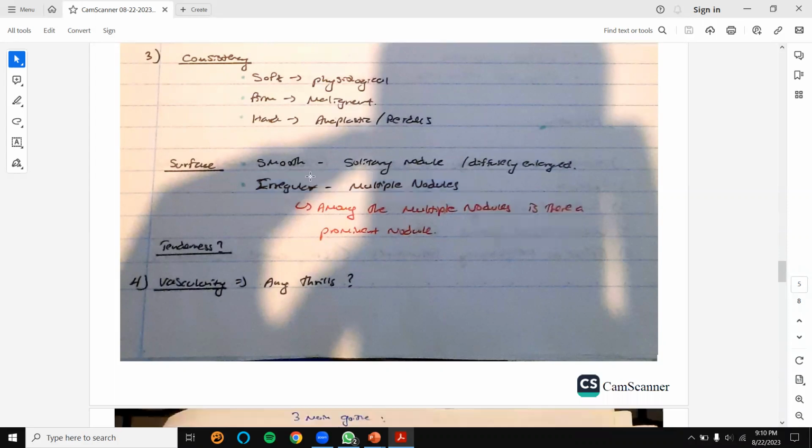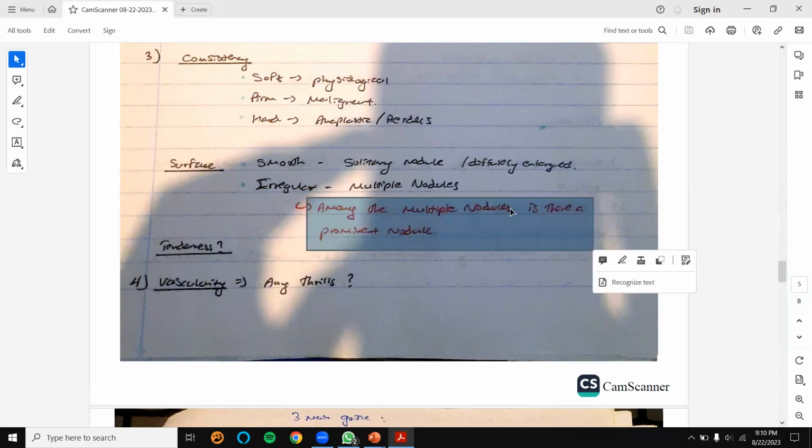If you feel multiple nodules, palpate properly and try to find a dominant nodule. When you're presenting, you can say it's a multinodular goiter with a dominant nodule on the right lobe, or a dominant nodule on the isthmus, like that.